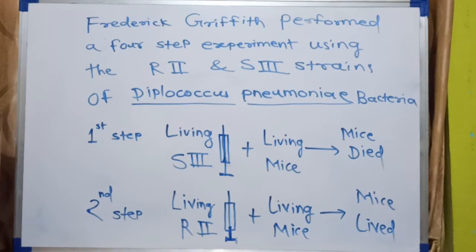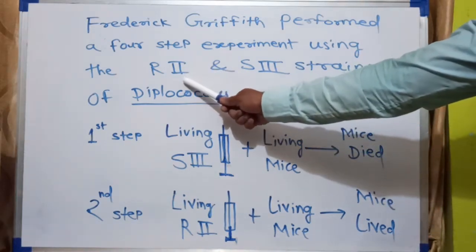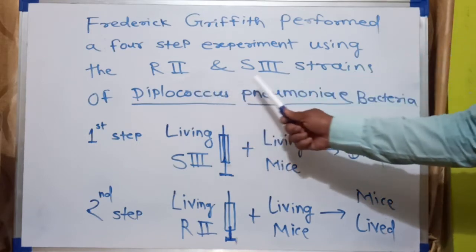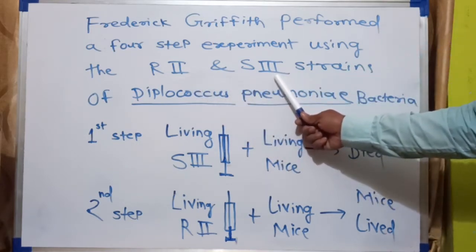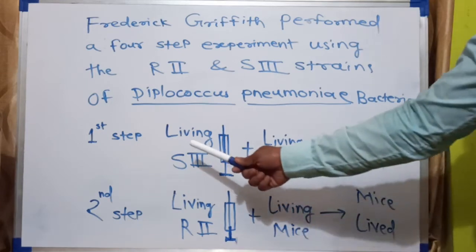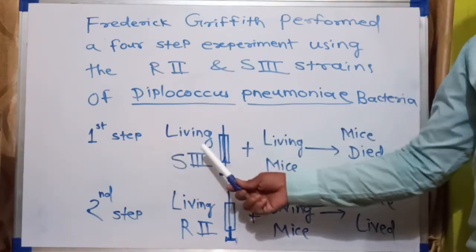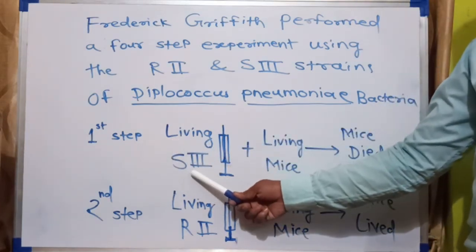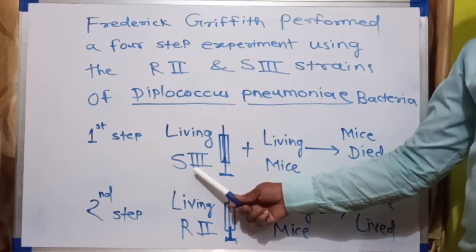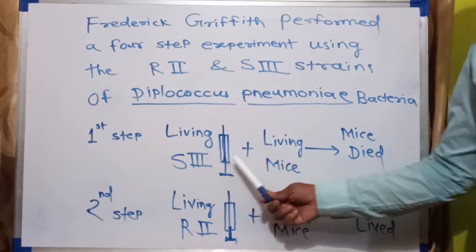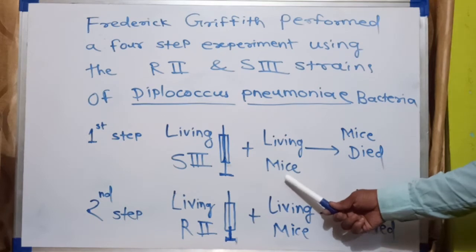So as you can see in Frederick Griffith's experiment, he performed 4 steps using the R2 rough strain of Diplococcus pneumoniae and S3 smooth strain of Diplococcus pneumoniae. So in the first step, he took S3 strain suspension in a syringe, injected into living mice.